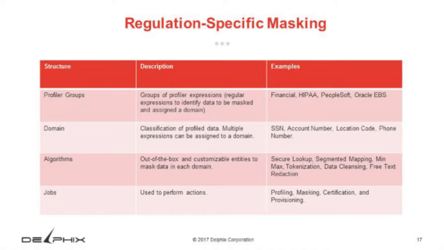And then on our masking, finally, we do have jobs which actually run these things. Profiler jobs run against your data to find your sensitive information. Masking jobs take that data and mold it and change it into something that's more secure. Certification jobs check to ensure that no sensitive data remains. And then provisioning jobs allow us to copy chunks of that data to other systems.